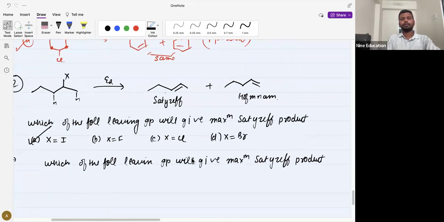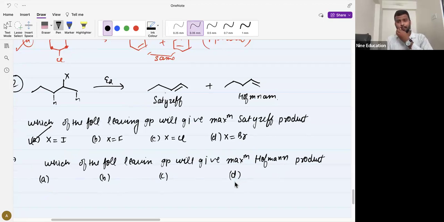The same question: which of the following leaving groups will give you the maximum, next question, maximum Hofmann product? Same question, options are also the same. Now tell me out of A, B, C, D, which one will give me the maximum Hofmann product?